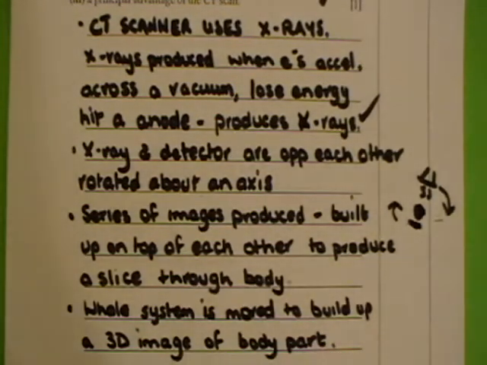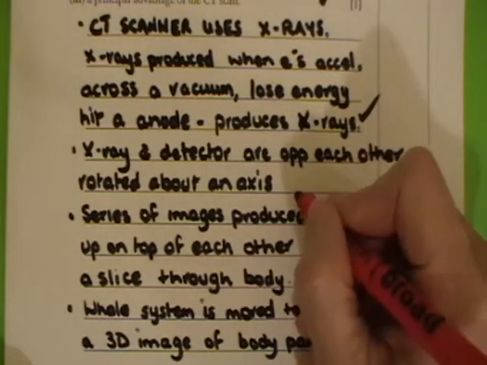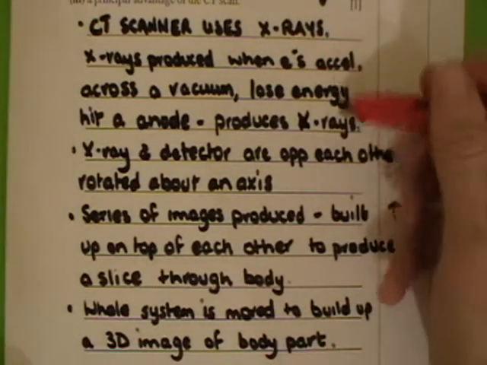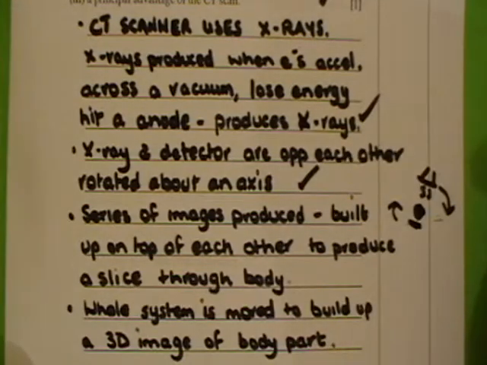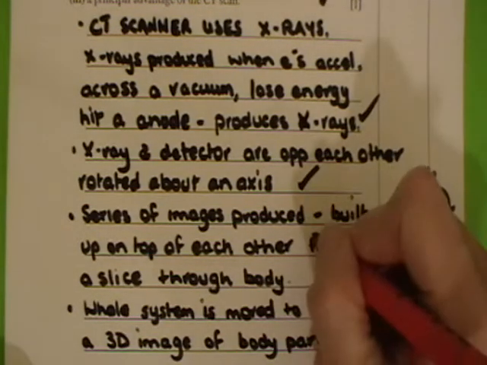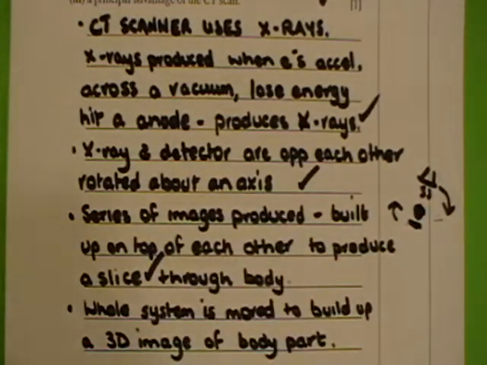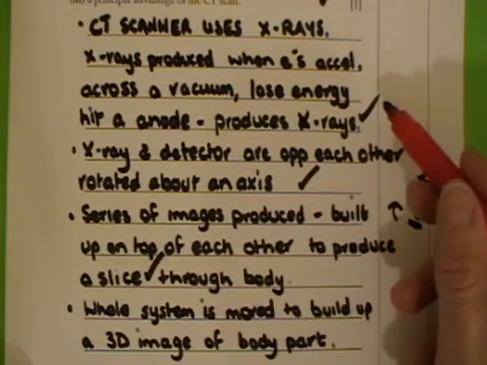So that would be your marks there. There's one mark for saying it uses X-rays. I'm not sure about this, but I put it in anyway. A mark for saying that they're rotated about an axis. A mark for saying a series of images produced, and then you get a slice. And to me, that's probably your three things about the principle of it.